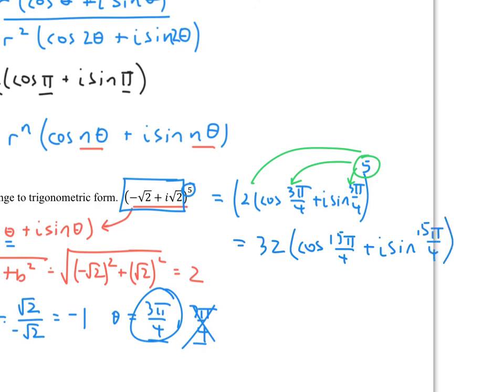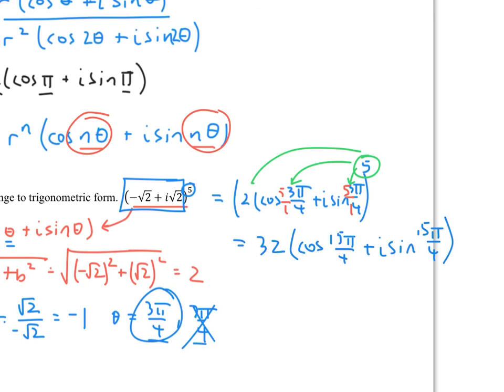Now, 15 pi over 4, remember, is more than one full circle, because 8 pi over 4 would be 2 pi. So what is this equivalent to between 0 and 2 pi? Dan? I don't get how you're getting 15 pi. Based upon our formula up here, notice we said to take the n value, our exponent, and multiply it by theta. So I'm taking my 5 and multiplying it by 3 pi over 4. 5 times 3 is 15, 1 times 4 is 4.